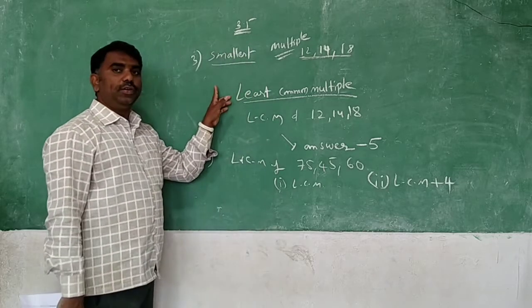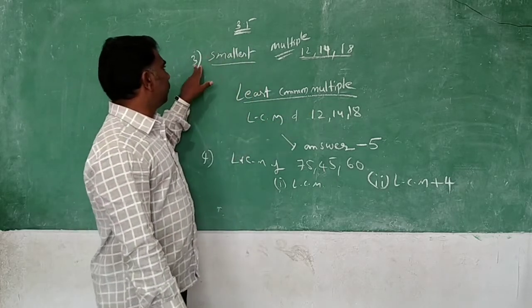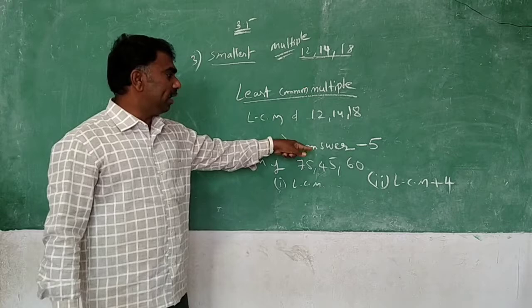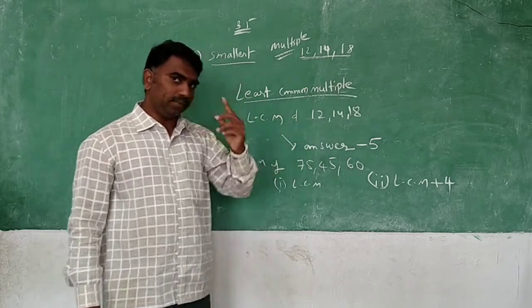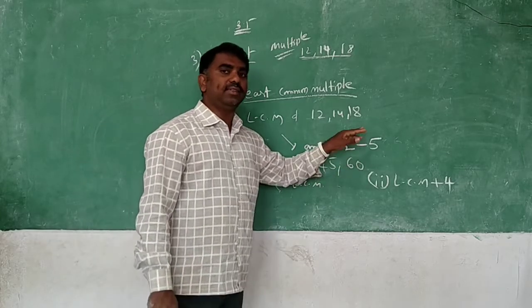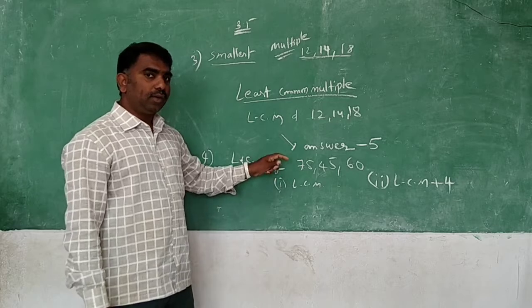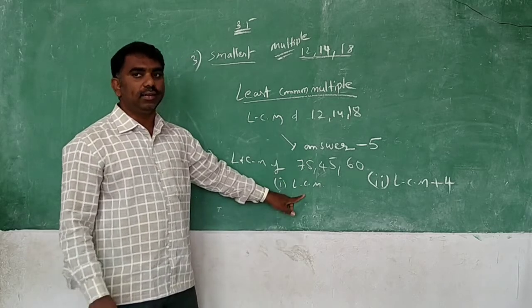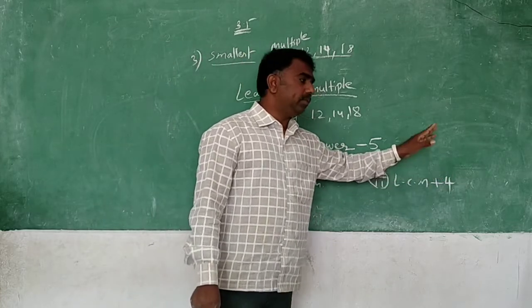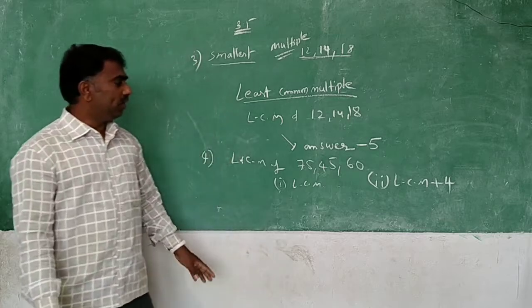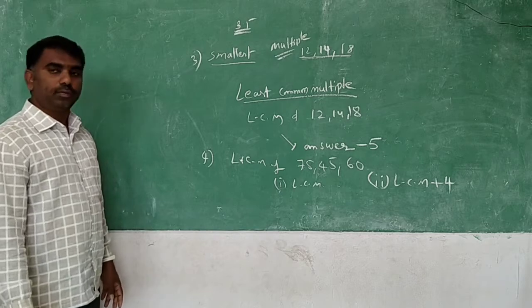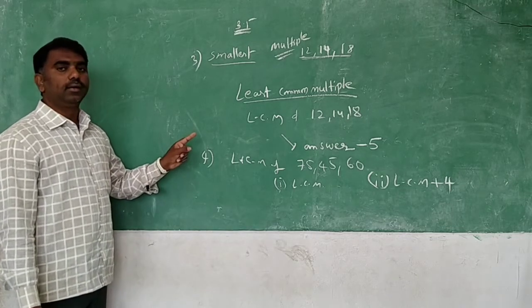So in the first problem, what should we do? That is question number 3: find the LCM of 12, 14 and 18. The answer you get, subtract the 5 from it. In the fourth question, find the LCM of 75, 45 and 60. For the first question, the LCM itself is the answer. For the second question, we need to add the 4 to the LCM. Once you write this down in your rough notebook, then solve them in your textbook. Pause the video and write it.